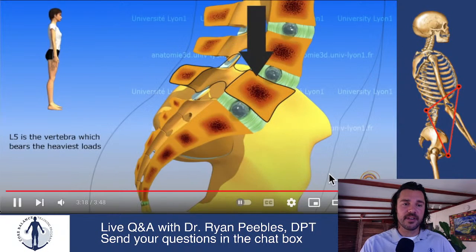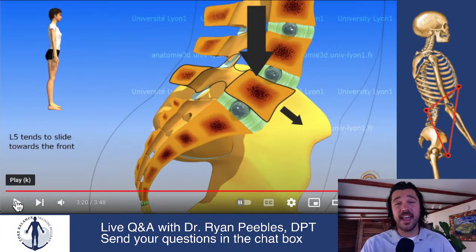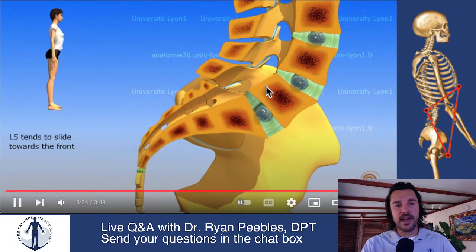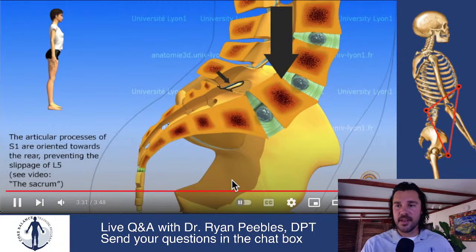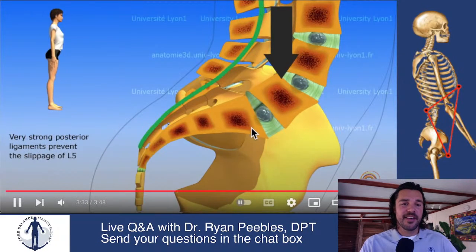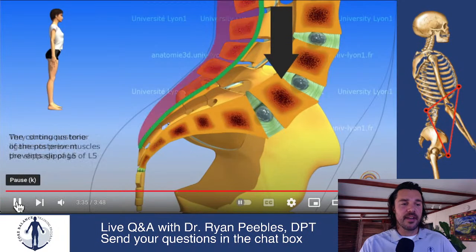If you've been living in a certain position for so long, and this is something that can happen if you've lived in anterior tilt for so long, the vertebrae over time, through repetitive trauma, start to break down, and they can slide forward. And that would be called spondylolisthesis. That's beyond our scope here, but it's very common in athletes and other populations.